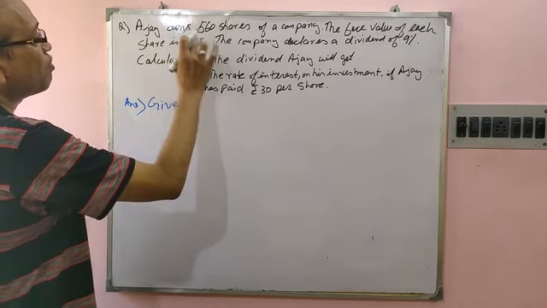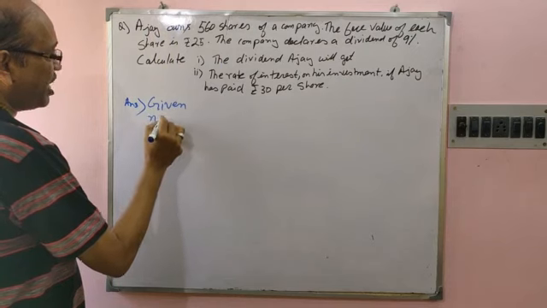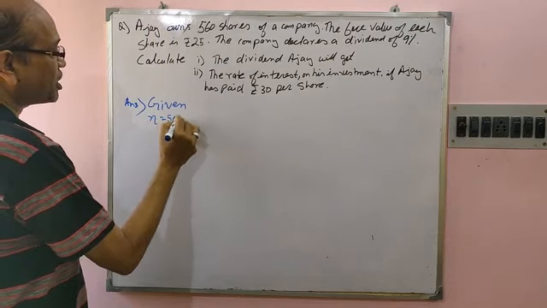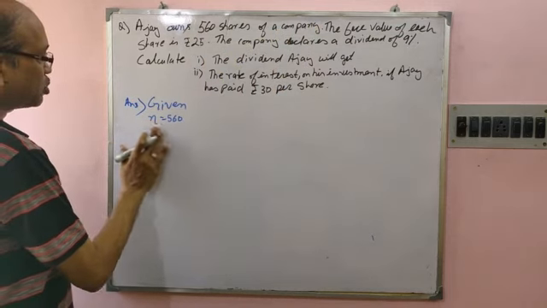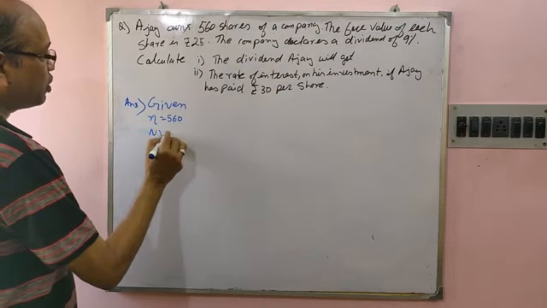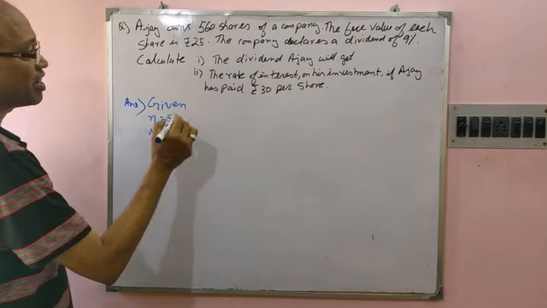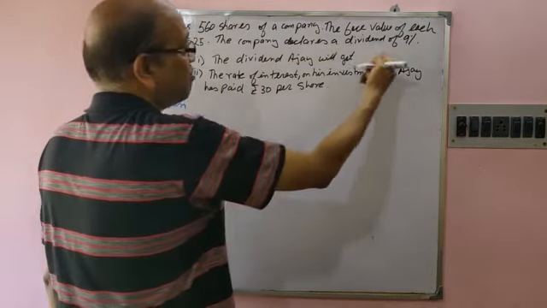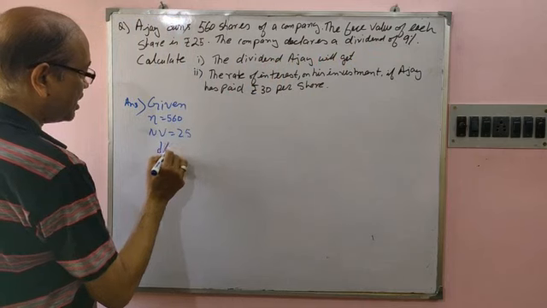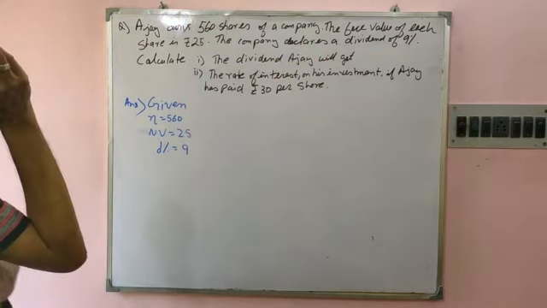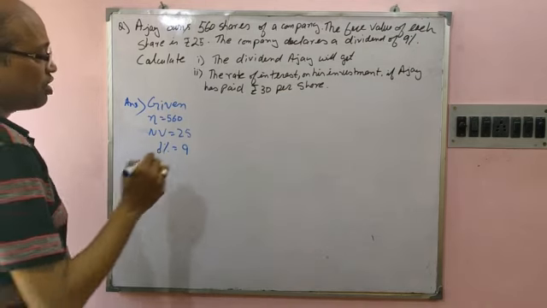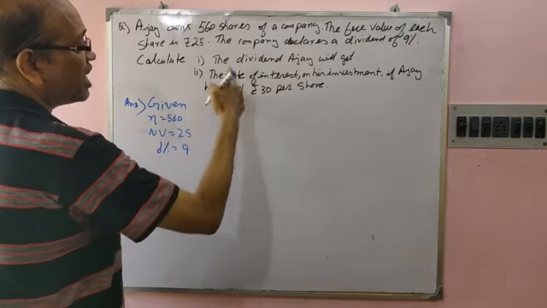Number of shares. Let N be equal to 560. The face value of each share, that is the nominal value, is 25, and the company declares a dividend, D% is 9. What we have to find? We have to first find the dividend.